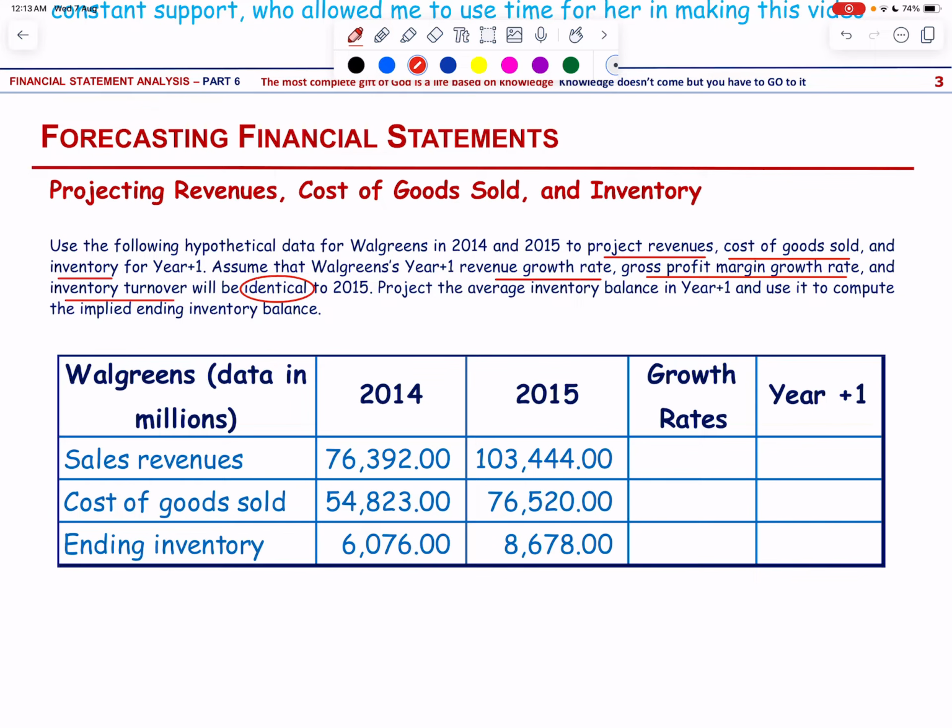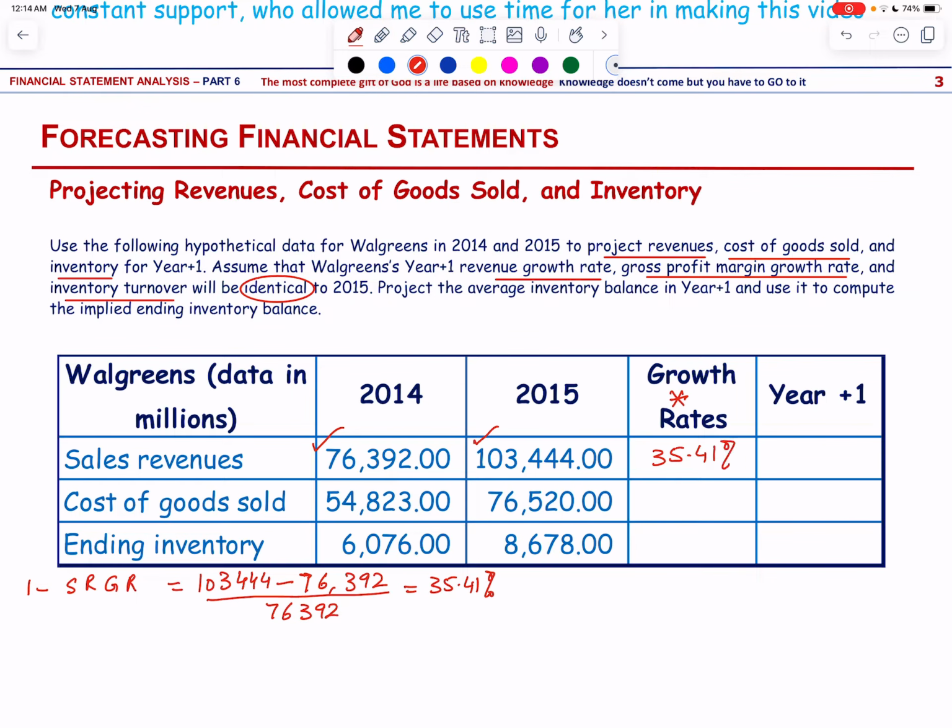So first of all, we are going to calculate the sales revenue growth rate, and the sales revenue growth rate will be equal to the sales revenue for 2015, that is 103,444, minus 76,392, that is the sales revenue for the previous year, and this will be divided by the sales revenue of 2014, and that is 76,392. So this will be equal to 35.41%.